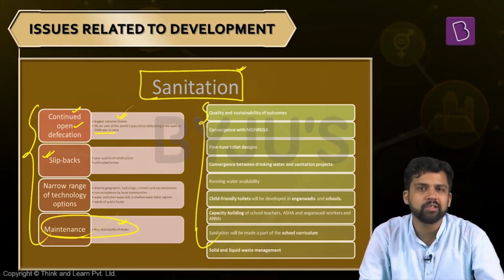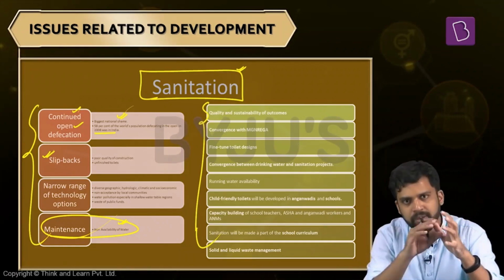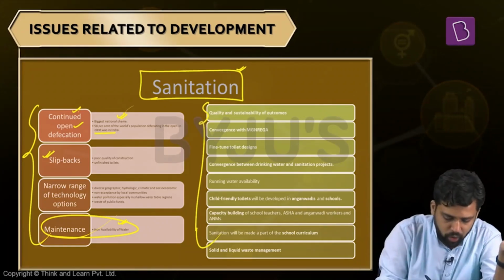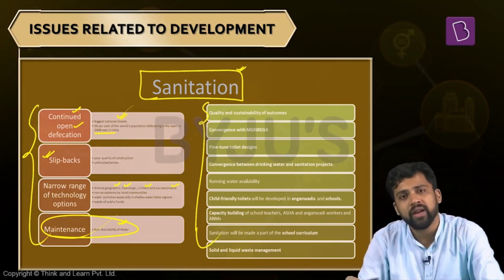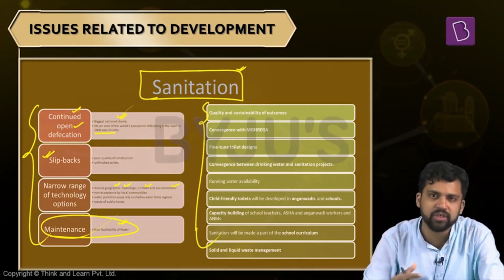Apart from that, when we are constructing toilets, we also need to focus on research and development. What is research and development? See, toilets need not necessarily be of one type. There can be different types of toilets. Depending on the hydrological conditions, geographical conditions, climate conditions, and social conditions, we can have different types of toilets. So these factors need to be taken into consideration when we are constructing a toilet in a particular locality. But it is not taken up, and because of which again we lose out.